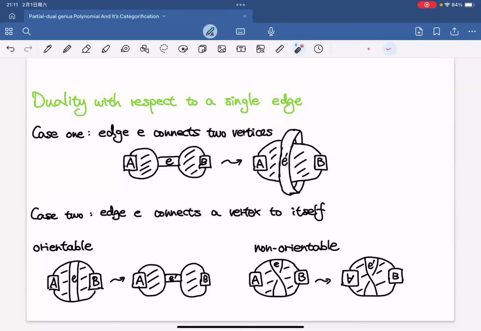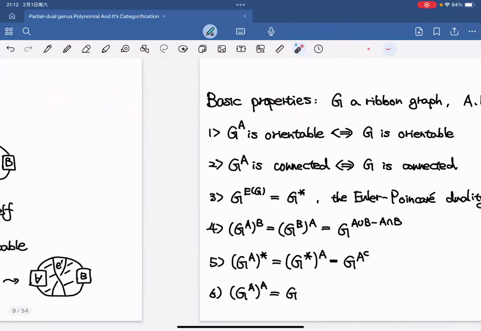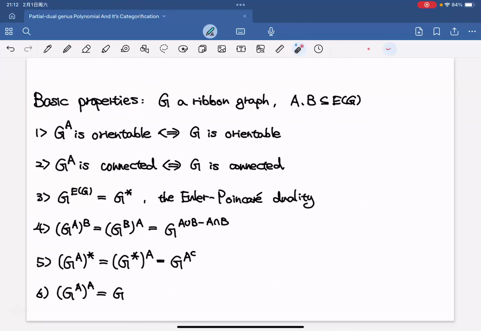However, if the vertex together with this edge is non-orientable, we just define the partial dual with respect to this edge like this. You should notice that we take a notation about this part in this way. So here we have some very basic properties about the partial dual. The first one is the partial dual is orientable if and only if the original ribbon graph is orientable.